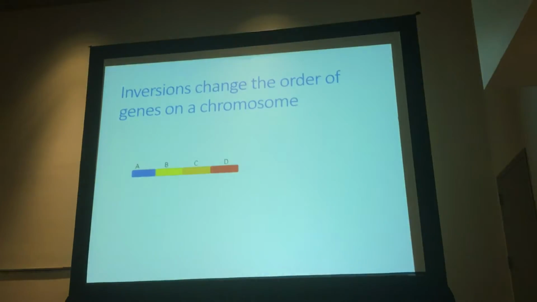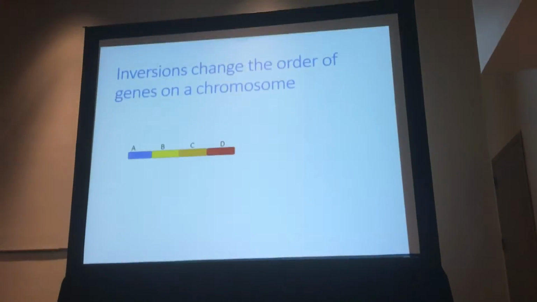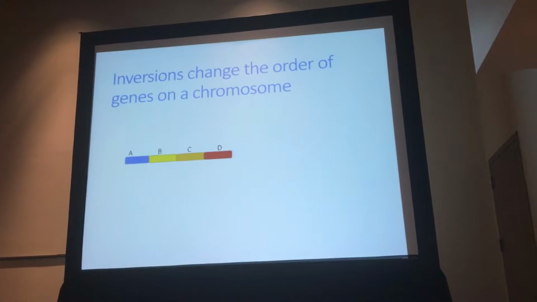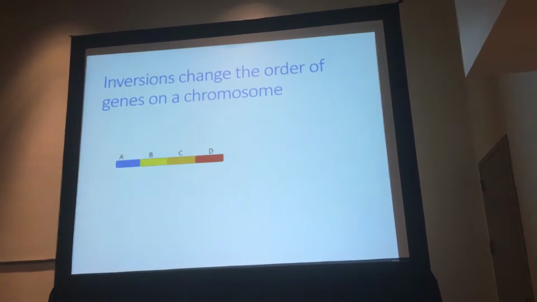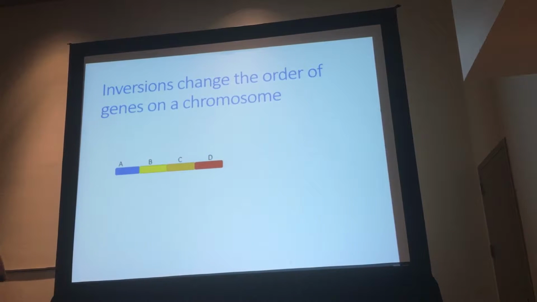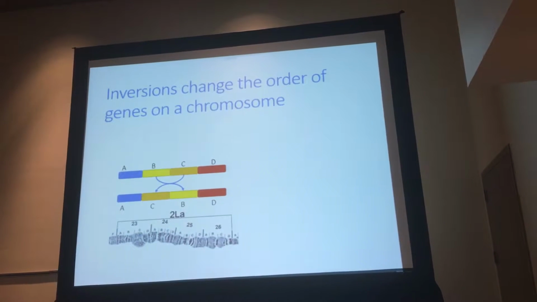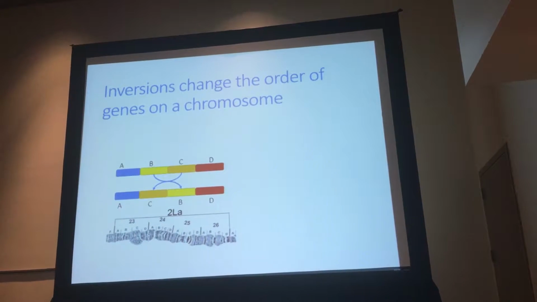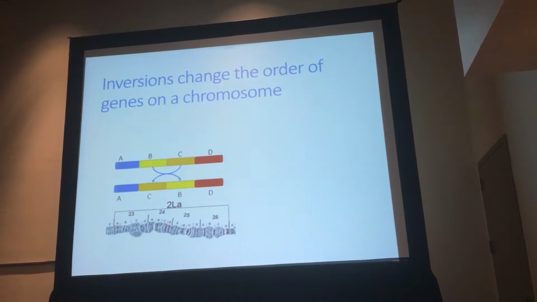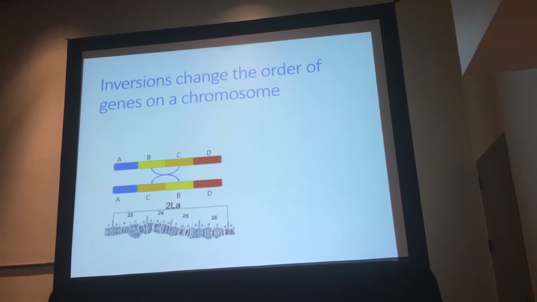Before I start on anything really big, I'd first like to remind you of what a chromosomal inversion actually is. These are very common types of mutations where you have a segment of a chromosome that gets its gene order reversed, and so suddenly the genes are not aligning the same way as they used to.